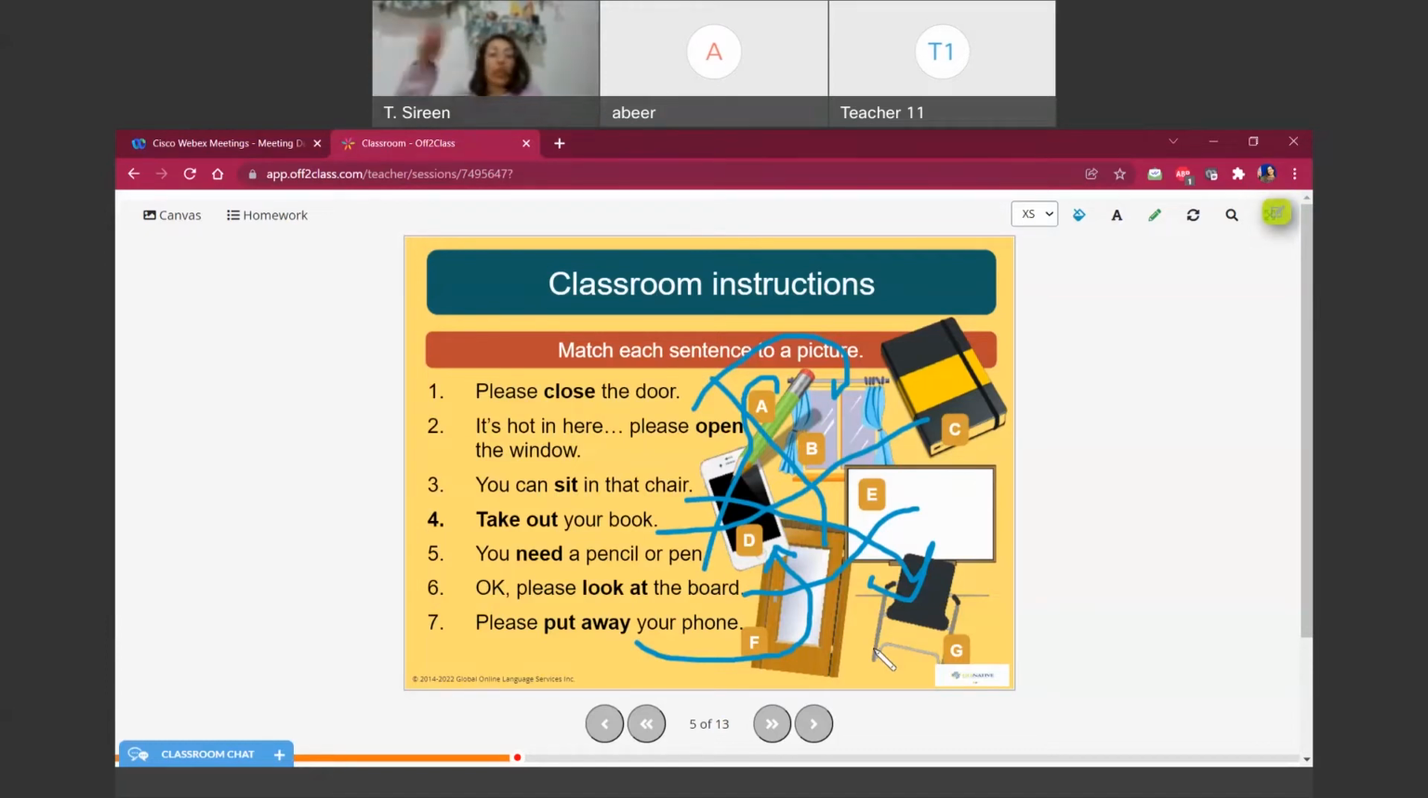Okay, please look at the board. For example, you are writing something on the board, so you tell them, yalla, focus with me on the board. Okay, so look at the board, or please put away your phone. For example, someone who's playing with their phone, so you can tell them, please put away your phone. Any question?